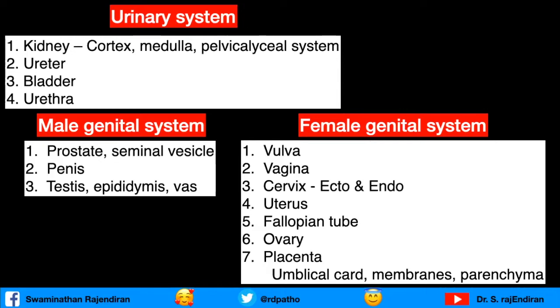In the female genital system: vulva, vagina, cervix, that can be ectocervix and endocervix, uterus, fallopian tube, ovary, and placenta, included in the female genital tract because it is seen in pregnancy in females, and the placenta has umbilical cord, membranes, and parenchyma.